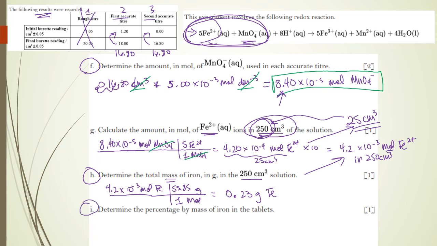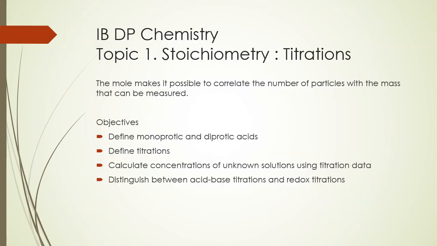So now I need to figure out the percent by mass of iron in the tablets. On the previous slide, we were told that the whole tablet was 1.65 grams. So if I have 0.23 grams of iron and the whole thing is 1.65 grams, multiply that by 100 to turn it into a percentage, and 0.23 divided by 1.65 gives us a grand total of 13.9, we'll round that to 14% iron in the tablets. And on that note, we did it.